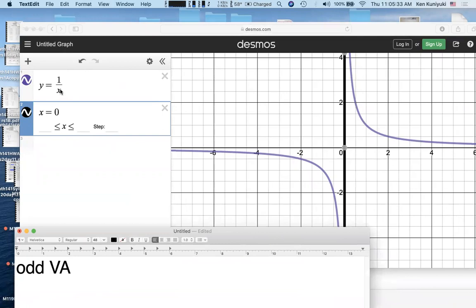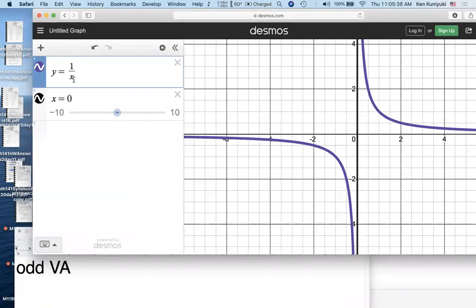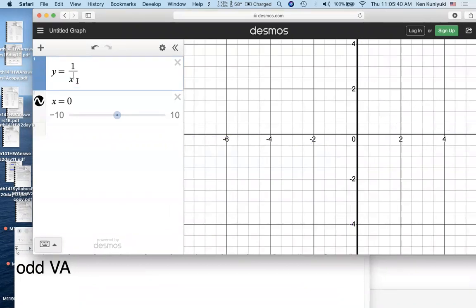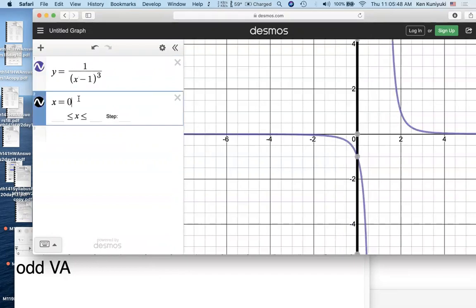In general, if you have an odd exponent on the corresponding factor for x down here, you're going to get an odd VA. So 1 over x cubed, again, we have an odd VA. If we have 1 over x minus 1, all to the third, then we have an odd VA at x equals 1, where the branches go in opposite directions, this time around the VA x equals 1. So an odd exponent on the factor here, the multiplicity of a 0 in the denominator, if it's odd, then we have an odd VA.